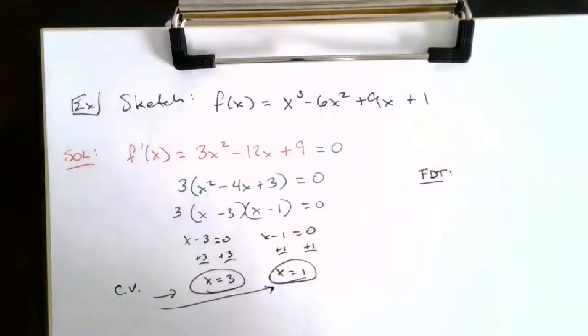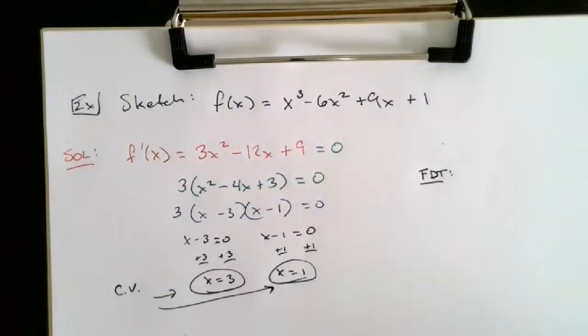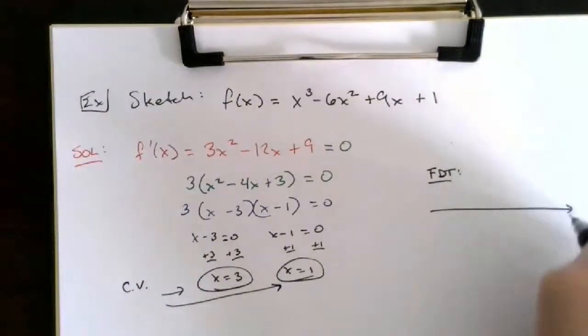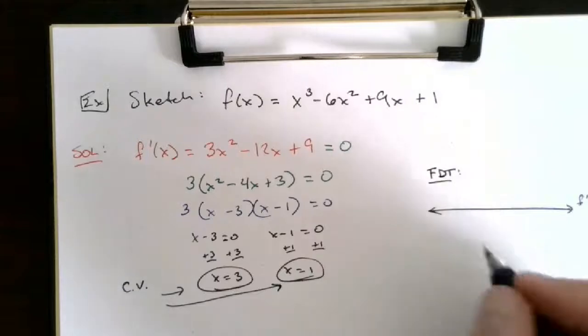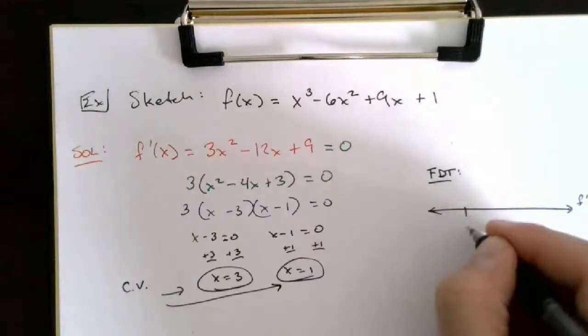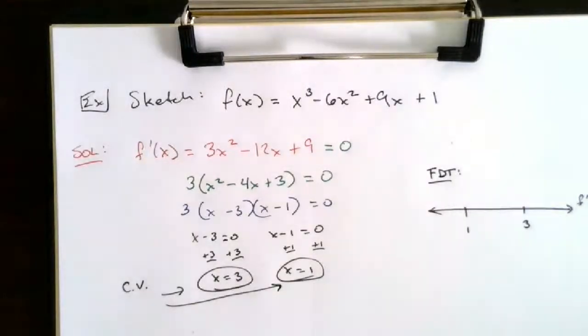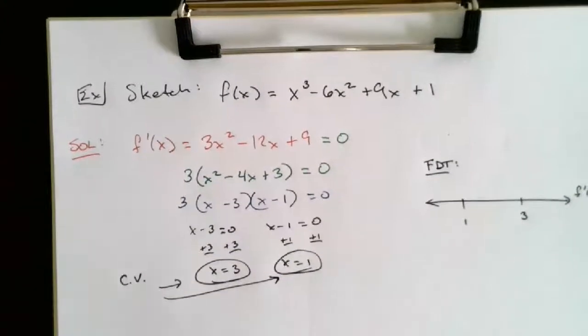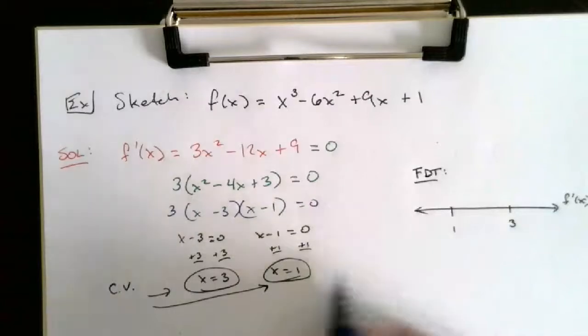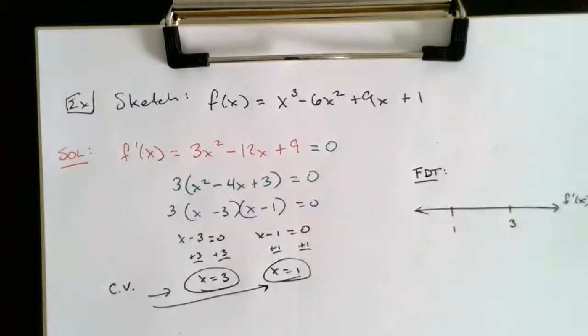For the first derivative test, basically what we do is make a number line for the first derivative, f prime of x, and we place our critical values on that number line in order from left to right. So I'd put 1 here and 3 here. And what we do is test values to the left and right of each of these to determine if the first derivative is positive or negative there. And that'll give us information about the original function.